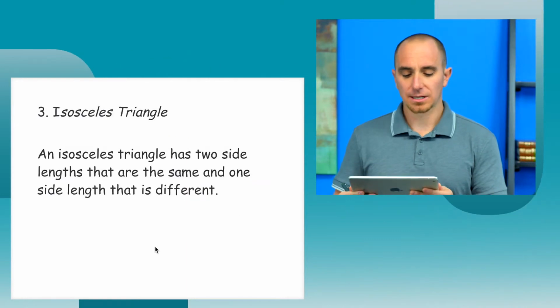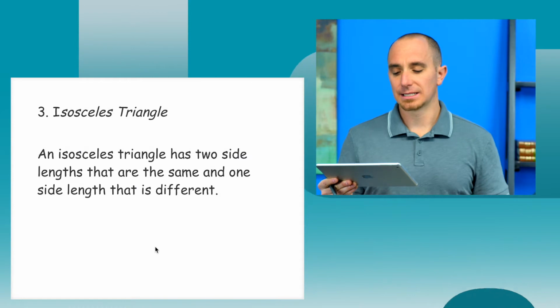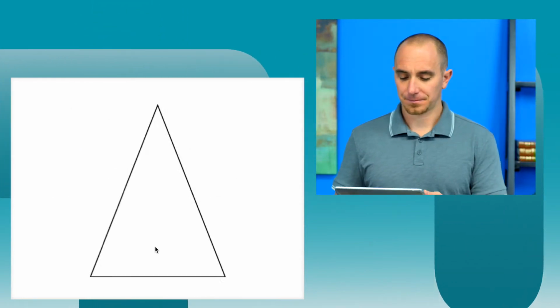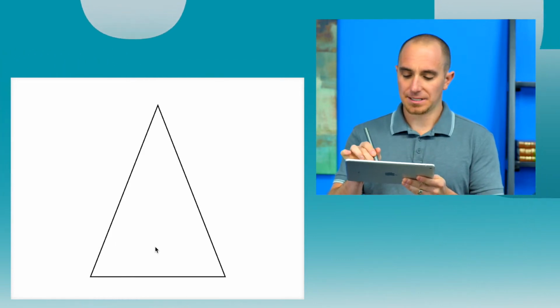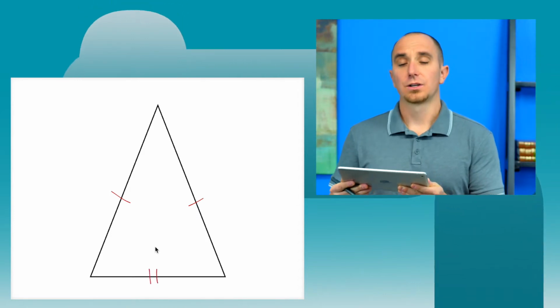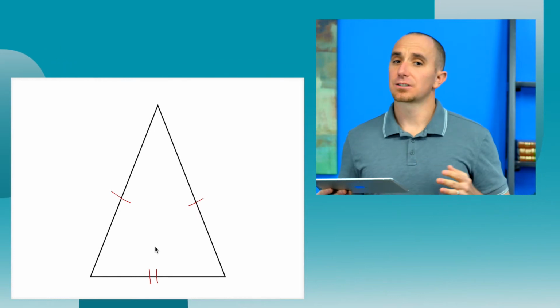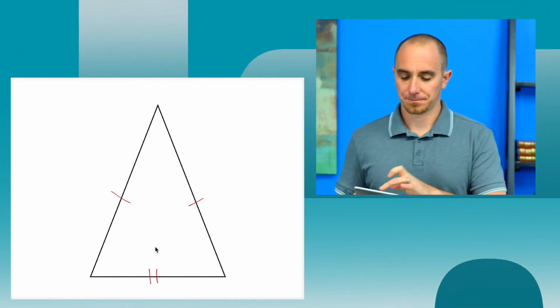All right, let's look at an isosceles triangle. An isosceles triangle has two side lengths that are the same and one side length that is different. All right, now isosceles, I can say I have this side's the same as this side, which is different than the bottom of the triangle. So again, I use my tally marks to symbolize that the two side lengths are equal and one side length is different, making it a nice isosceles triangle.